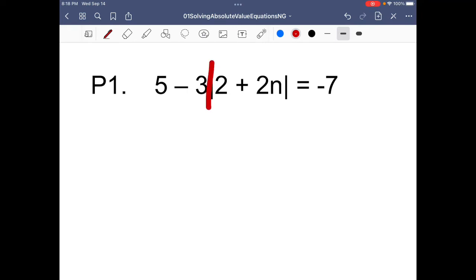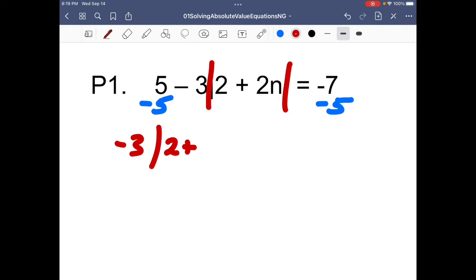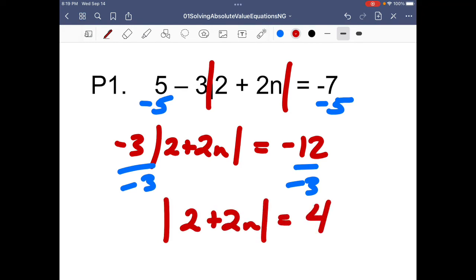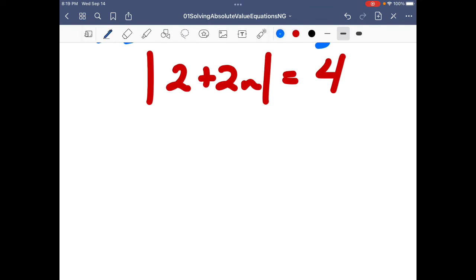All right, so like we said, you do want to isolate the 2 plus 2n. That means that this 5 that's out here can't be out here. I can't do the problem when there are numbers around the absolute value. So we definitely want to subtract 5, showing the steps. That's going to leave you with pretty much the same thing now, just equaling -12. And then you do want to divide by -3. You're allowed to do that, and you have to do that. Now that finally gives you the absolute value isolated, which means that it's time to split this up.